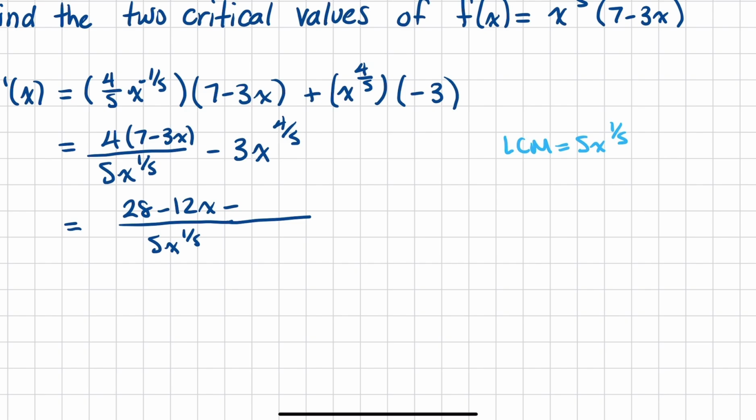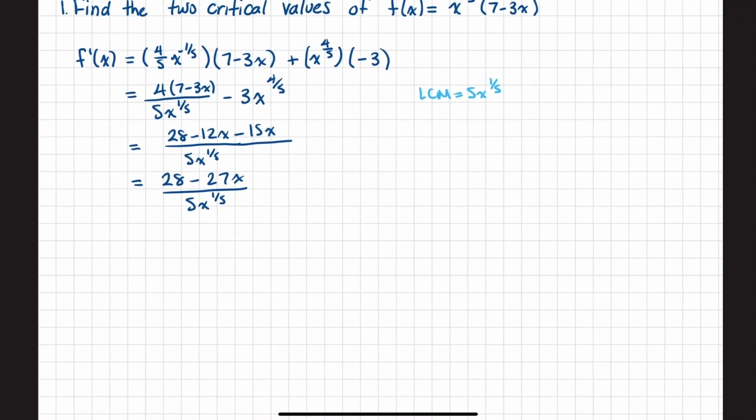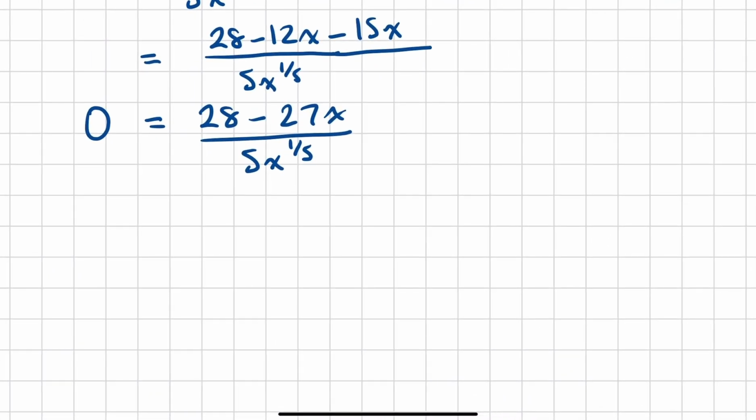Well, 3 times 5 is 15. And then when you add these two bases with the powers together, it is 4 over 5 plus 1 over 5, which is just 1. And so this is just minus 15x. Now simplifying this even more, we get 28 minus 27x, all divided by 5x to the 1 over 5. Now we can go ahead and set this equal to 0 and solve for our critical values.